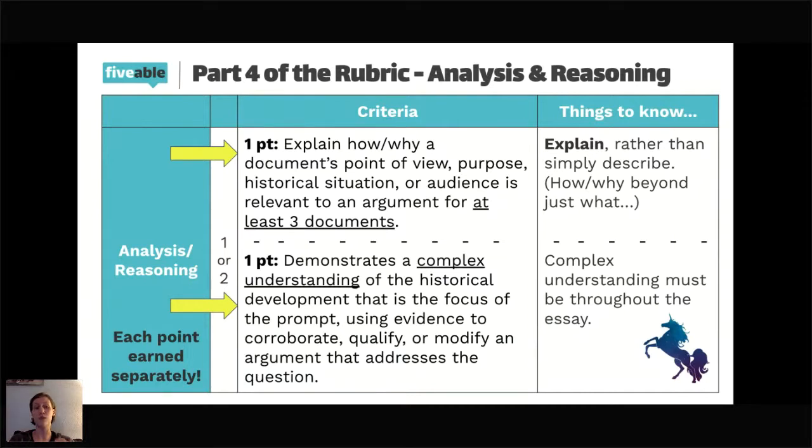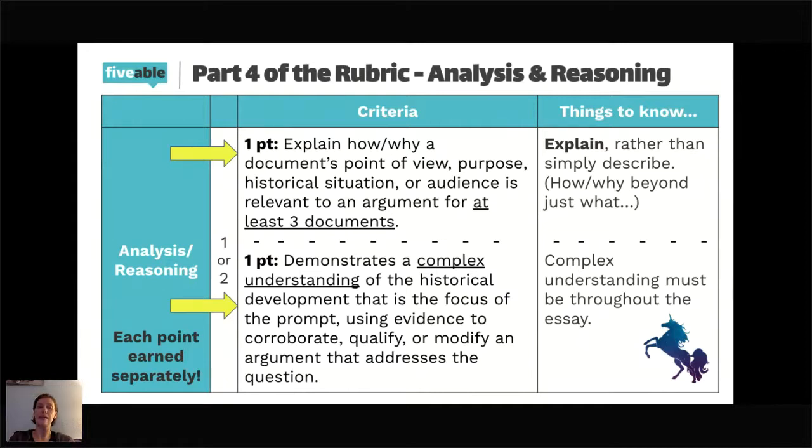So one of the points is what the College Board refers to as sourcing, which the specific language in the rubric is that you must explain how and why a document's point of view, purpose, historical situation, or audience, and I will break all those down in just a minute, is relevant to an argument for at least 3 of the documents. So we're going to break down all of what that means in just a minute.